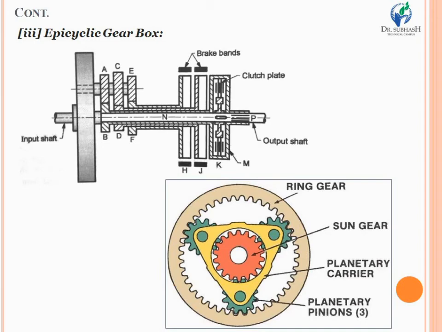Now, generally in an epicyclic gearbox, what happens? At least one gear not only rotates about its own axis, but it also rotates bodily about the axis of another shaft. That means the gear is not fixed to rotate about one particular axis, but the axis on which the gear is mounted will also rotate relative to the other shaft axis. This is the specific characteristic of the epicyclic gearbox.